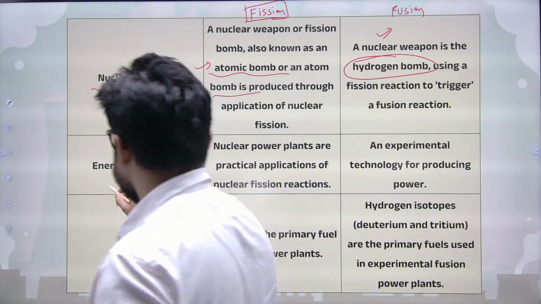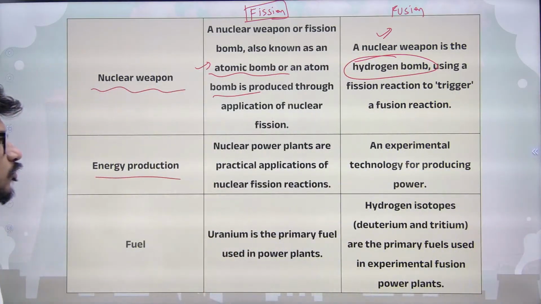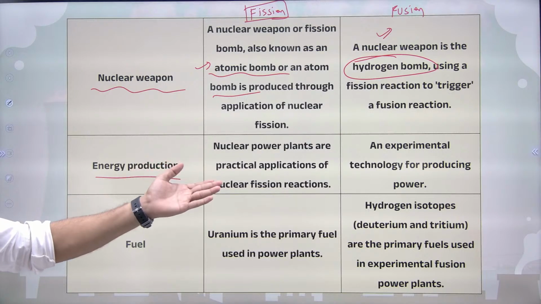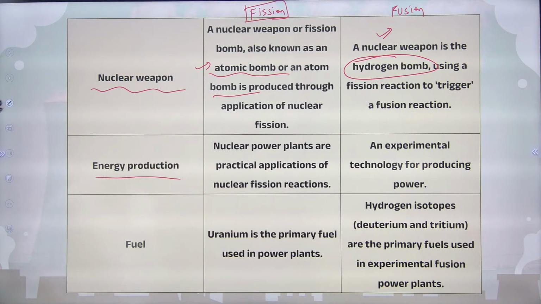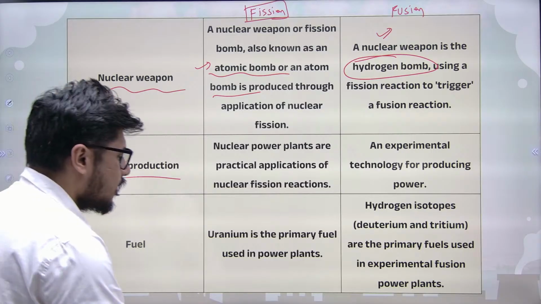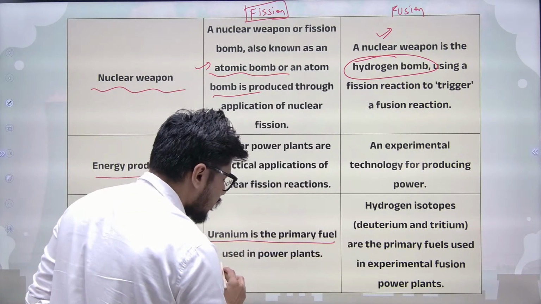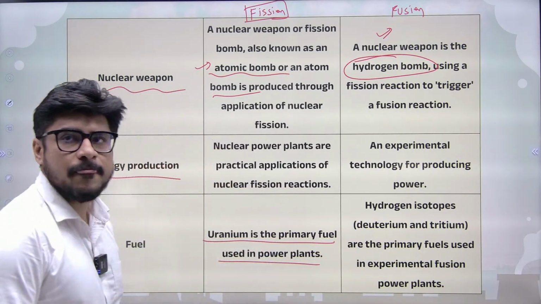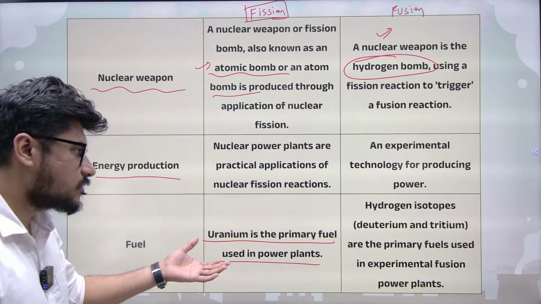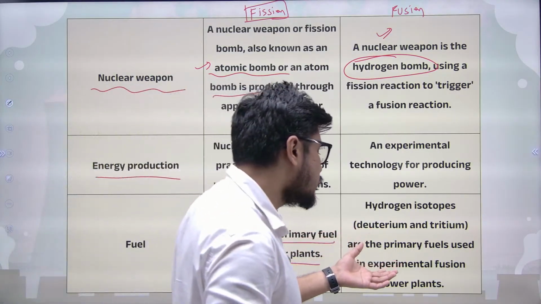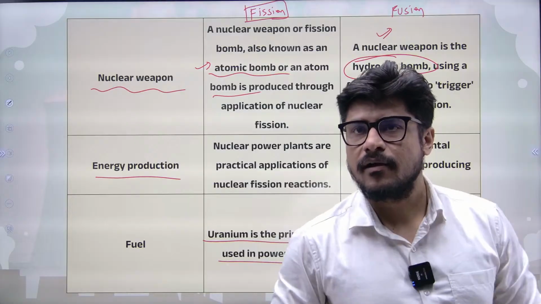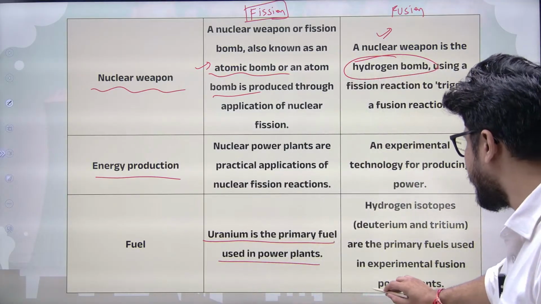Energy production. Yes, nuclear power plants are a practical application of the nuclear fission reaction, and fusion is an experimental technology for producing power. As for fuel, uranium is the primary fuel used in power plants. Hydrogen isotopes are the primary fuels used in experimental fusion power plants.